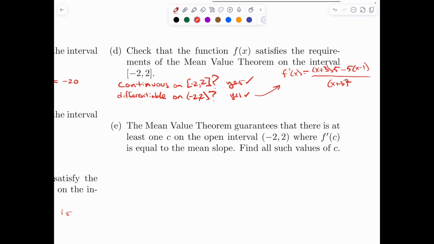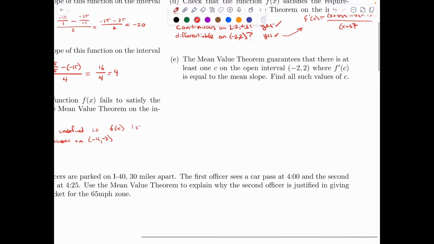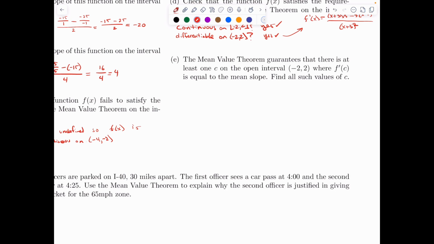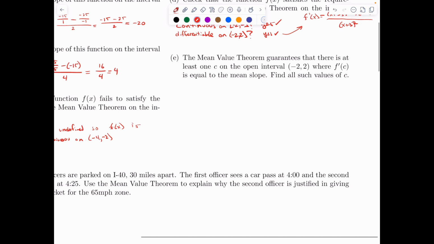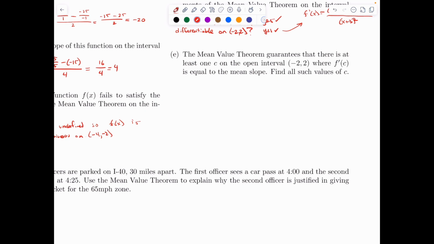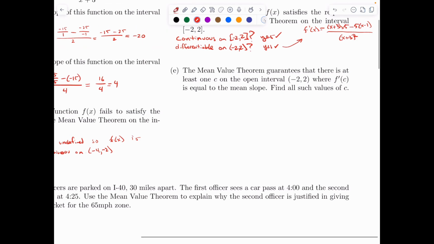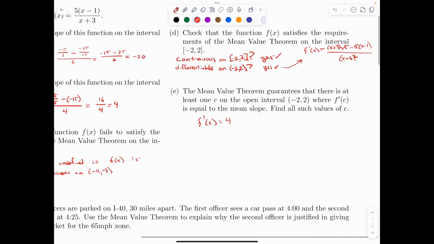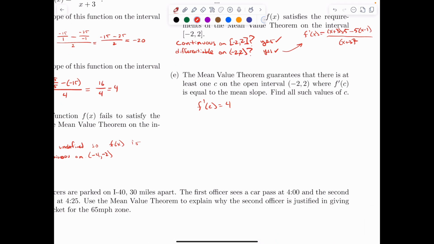You can check. Okay, so the mean value theorem guarantees at least one c on this open interval where the derivative is equal to the mean slope. So the mean slope is 4. So I want to find a value where f prime of c equals 4. So I'm going to use that derivative up there. I'll clean it up on my next step.